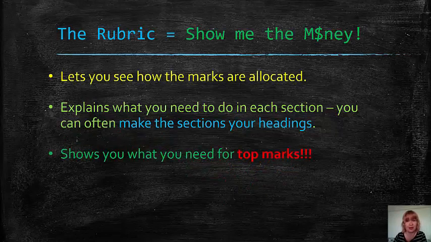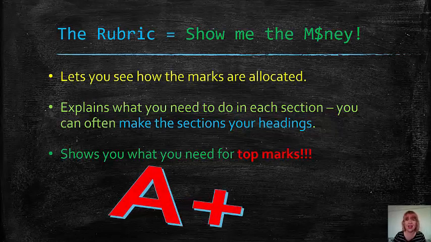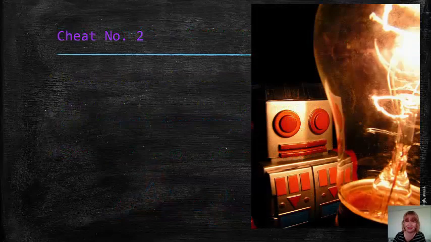which will help you achieve better grades. It shows you exactly what you need to do for top marks, so really pay careful attention to what is written in that excellent section of the rubric. And then if you hit the excellent section, you should be getting an A+.